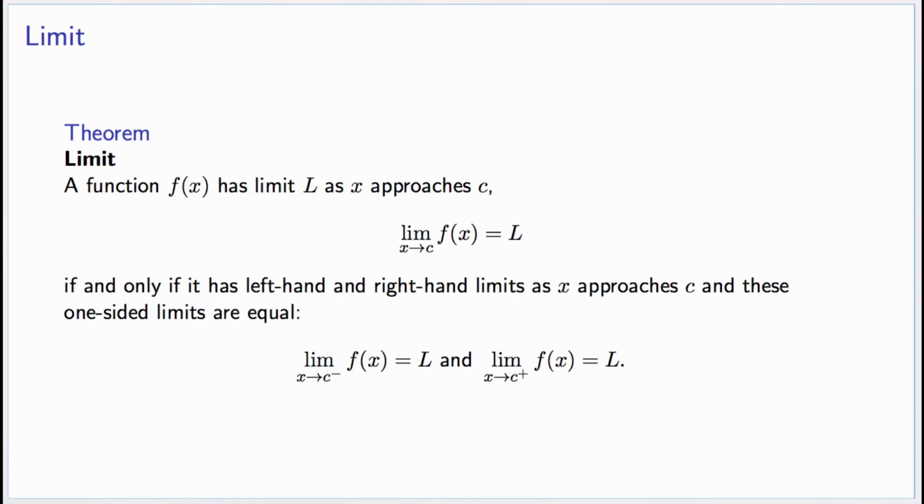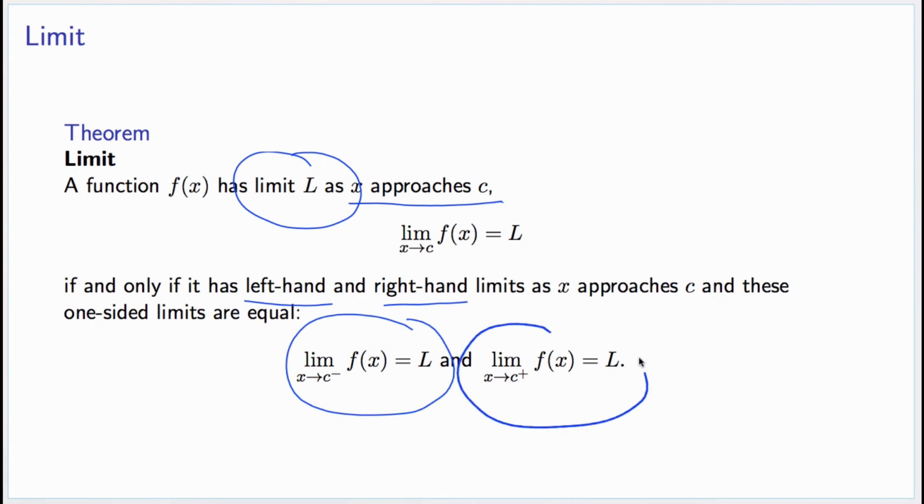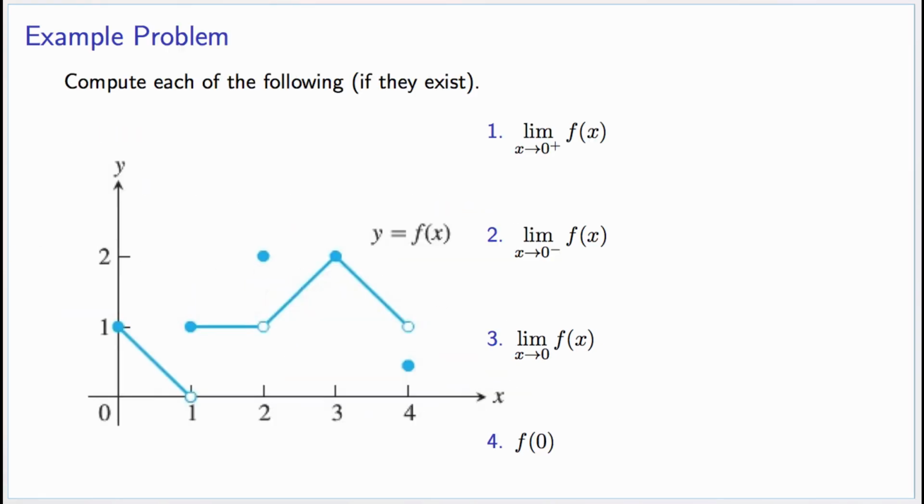Finally, we have the following theorem, which says that a function f of x has overall limit L, so just limit L, as x approaches c, if the two one-sided limits are equal. So if we have both a left-hand and a right-hand limit, and if both of those limits are equal to L, then we say that the limit as x goes to c of f of x is equal to L. So let's take a look at an example.